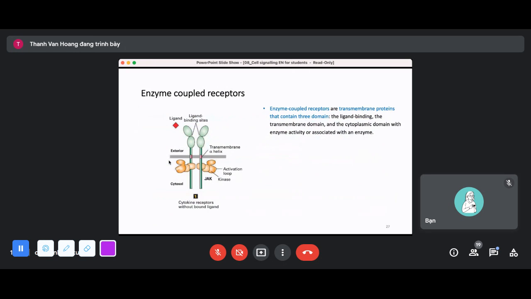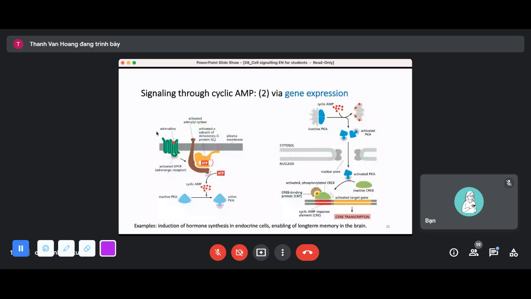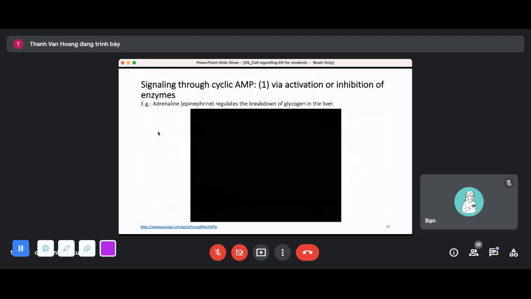So now we come to the third group of receptors, the enzyme coupled receptor. I think I should come back a few slides to give you an overview of where we are and what we have learned.